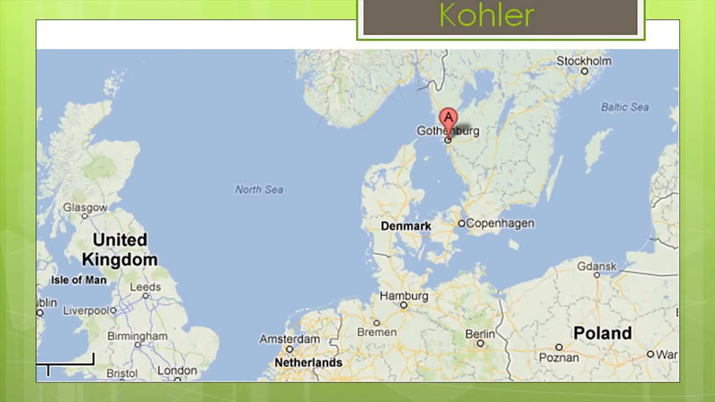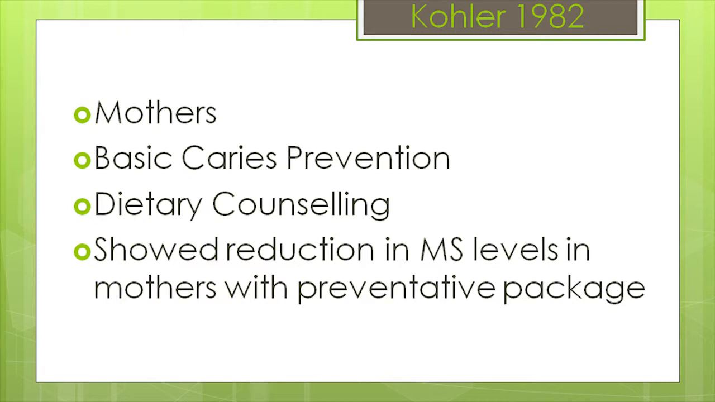And what I want to do is just go over the number of papers that we looked at, because it's kind of a historical lesson as to where we are with regards to the research. So first we have COLA, and I've missed out lots, but these are just people that I thought were quite relevant. In 1982, when I was 12, we had a whole lot of mothers that COLA gave basic caries prevention to. He gave diet counselling. And what he showed is just by looking at this dental counselling, giving oral health information, etc., that he showed a reduction in the mutans streptococci levels in mothers with just this preventative package. And I thought that was quite interesting, again, 30 years ago.